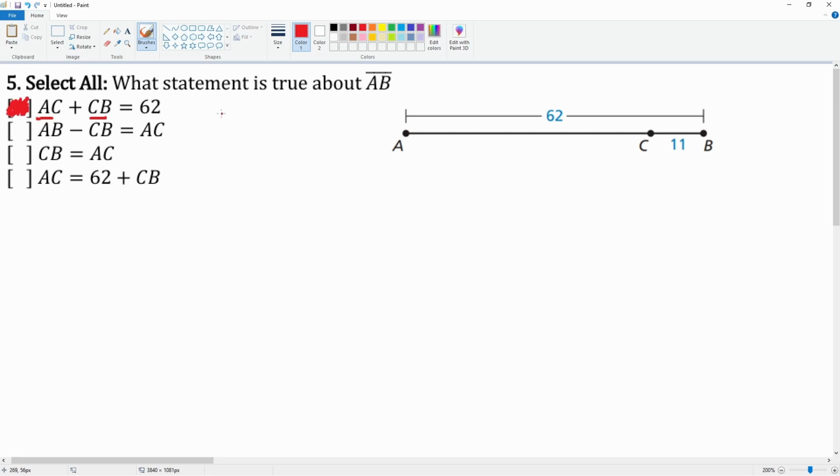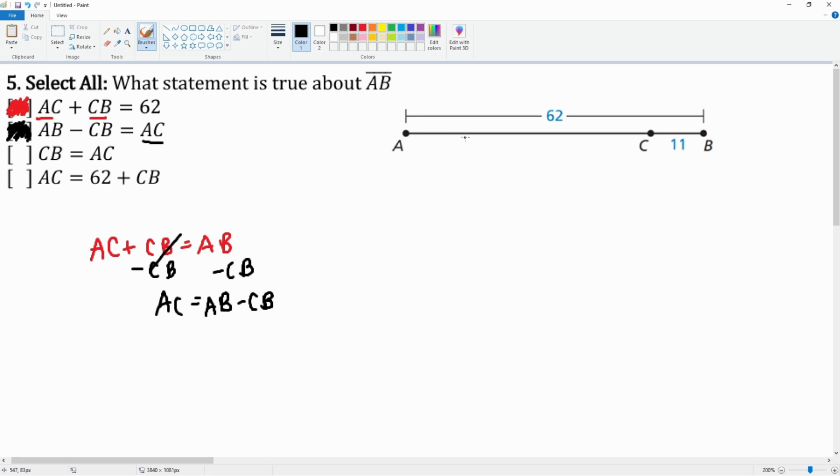That's the segment addition postulate, right? So let's take a look at the next one. Well, if we know AC plus CB is equal to AB, if we do the solving where we get AC alone, notice that I'm going to subtract CB from both sides. This cancels. AC is equal to AB minus CB. That is also going to be correct. Notice that is going to be true.